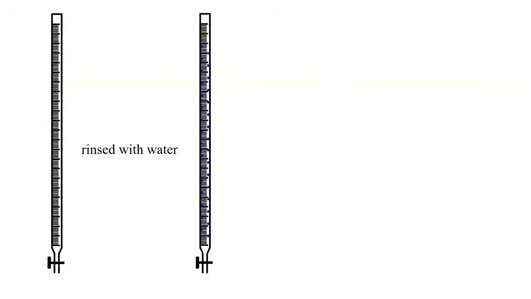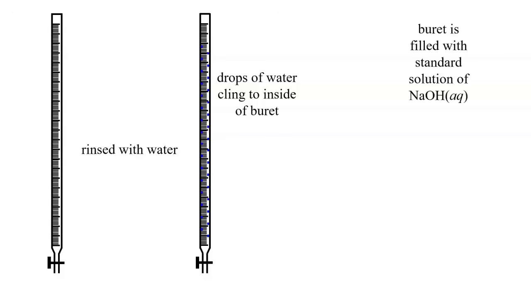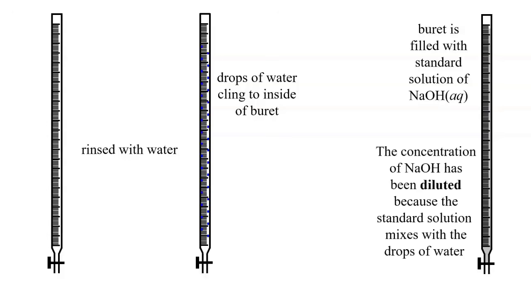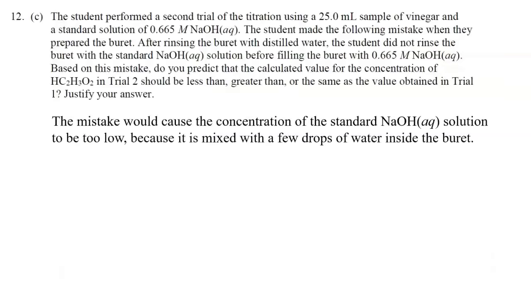So here was their mistake. They had a buret which was rinsed with water. Now, after the rinsing with water, there should be a few drops of water that cling to the inside of the buret. But instead of rinsing the buret with the standard sodium hydroxide solution, they just filled the buret with the standard solution of sodium hydroxide. So because of those drops of water, it's going to cause the concentration of sodium hydroxide to go down a little bit. It's going to be diluted with those drops of water. So the concentration of the sodium hydroxide in the buret is going to be too low because it's been diluted with water.